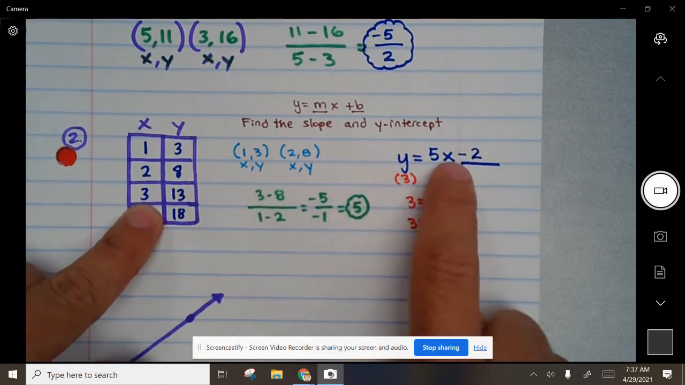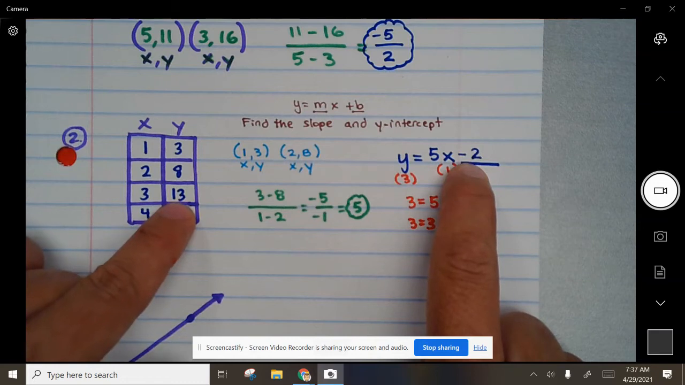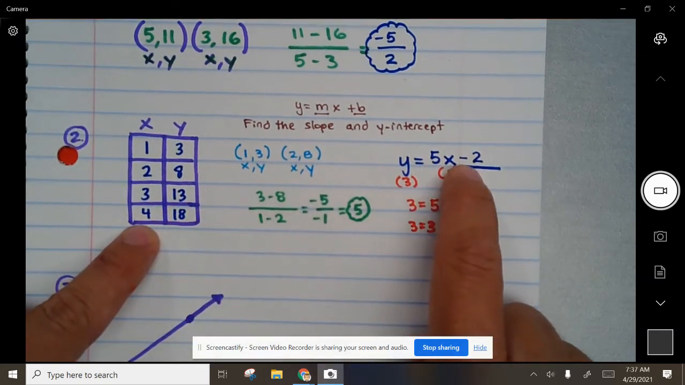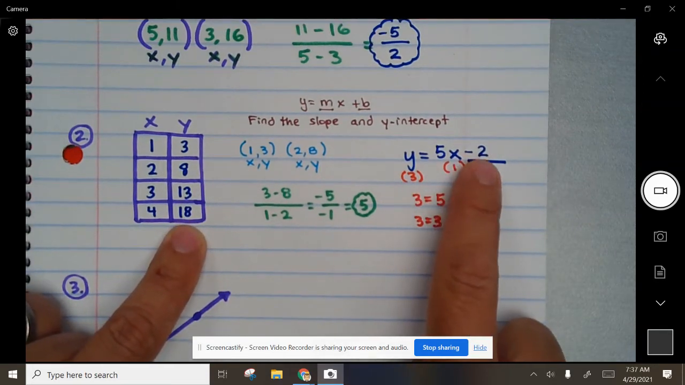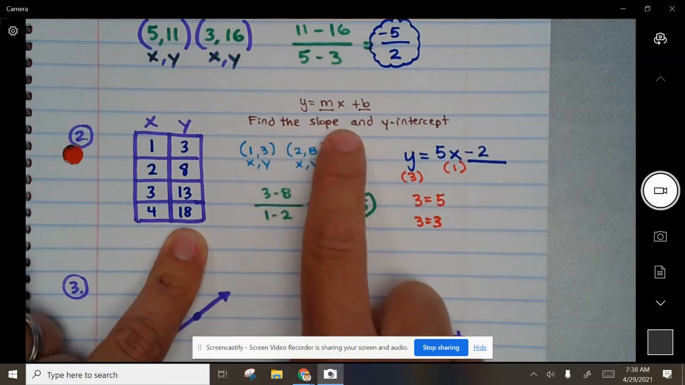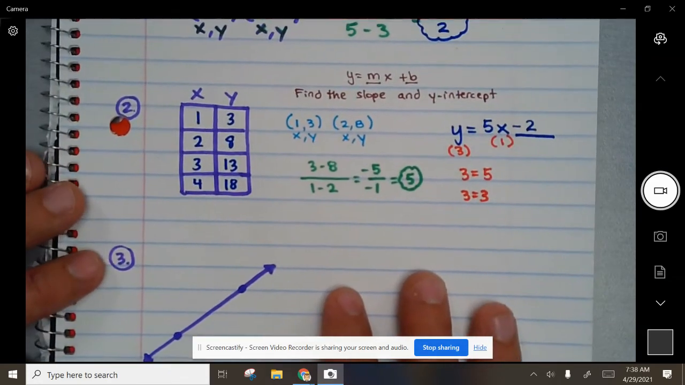What about 3? 5 times 3 is 15. 15 minus 2 is 13. 5 times 4 is 20. 20 minus 2 is 18. Okay? This part is super important that you can get to that point. The slopes are great, and there's going to be a lot of questions comparing slopes, but there's going to be times where it wants the slope and the y-intercept. Okay? All right. Great job, guys.